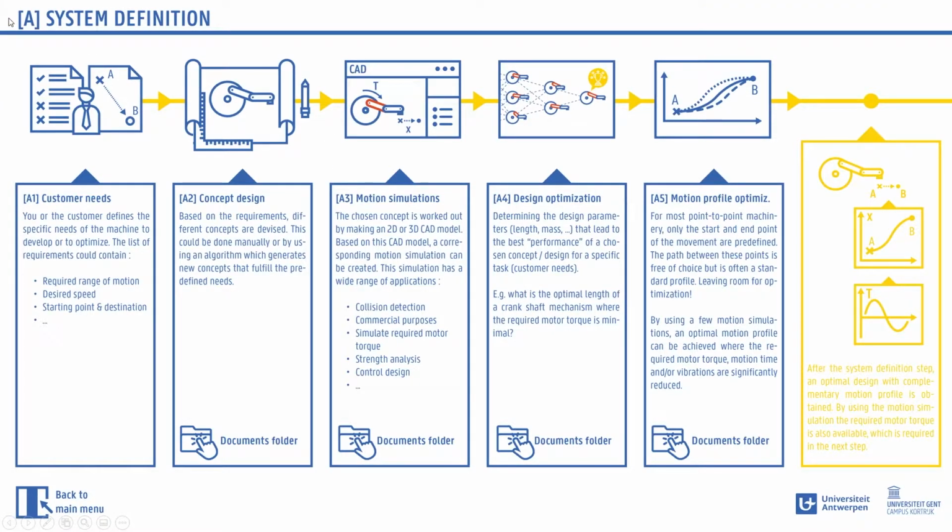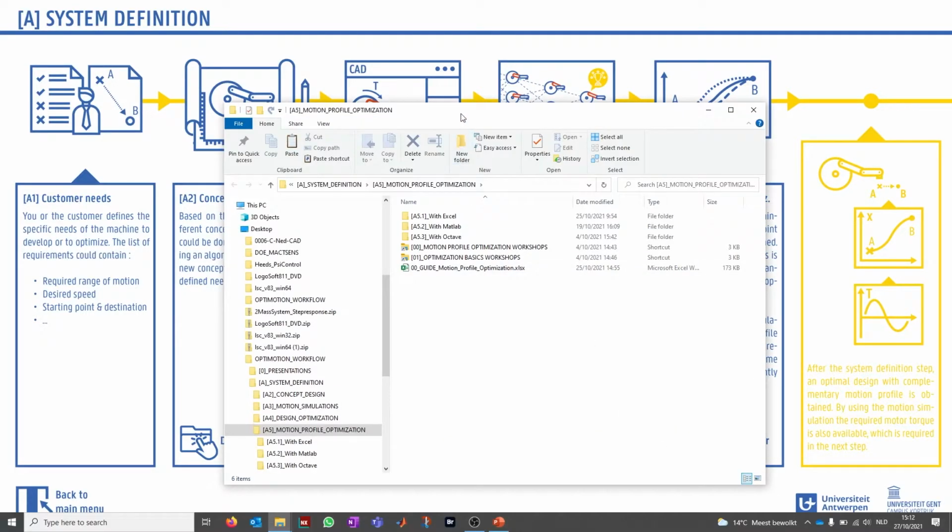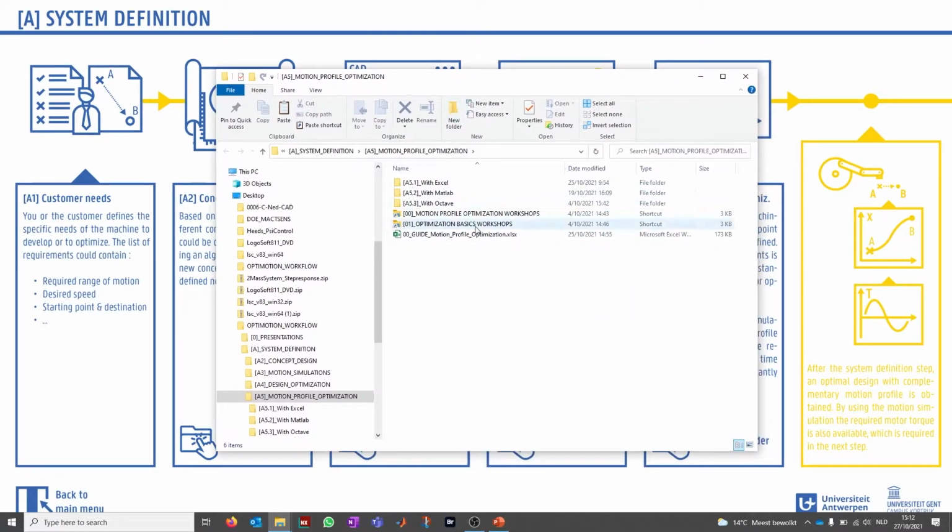that for this example system definition, the system definition has been subdivided into smaller steps as well. Each step has some more information and also a document folder leading you to the corresponding folder. So for this example, I'll be clicking on motion profile optimization, and this button will lead me to the folder containing all files corresponding to motion profile optimization.